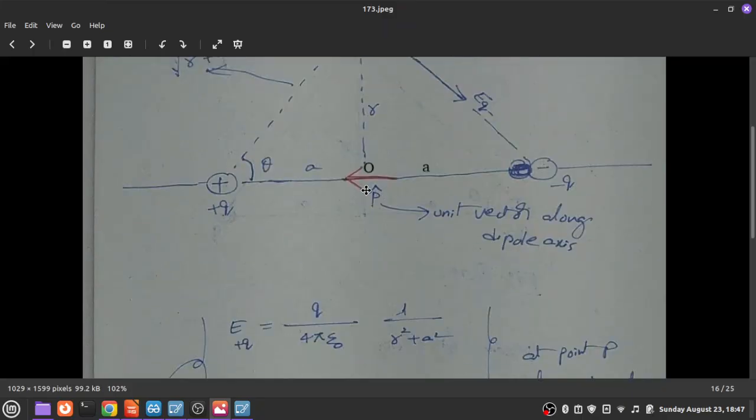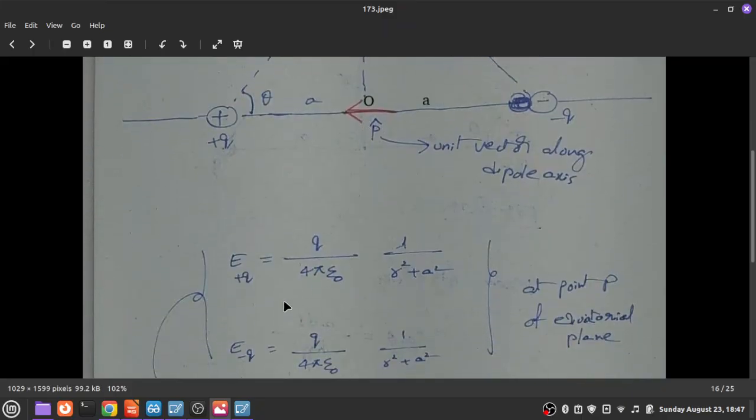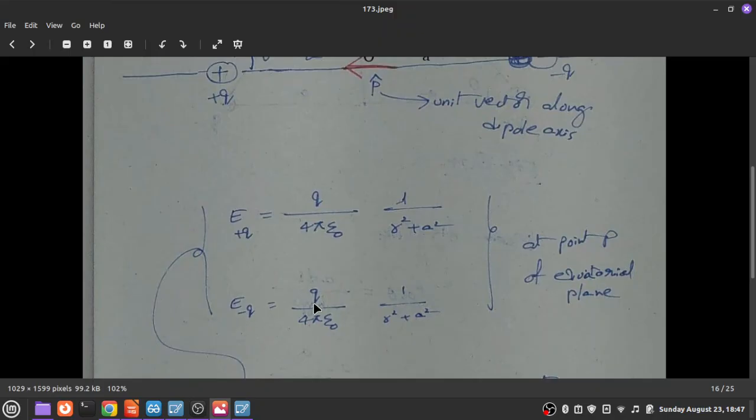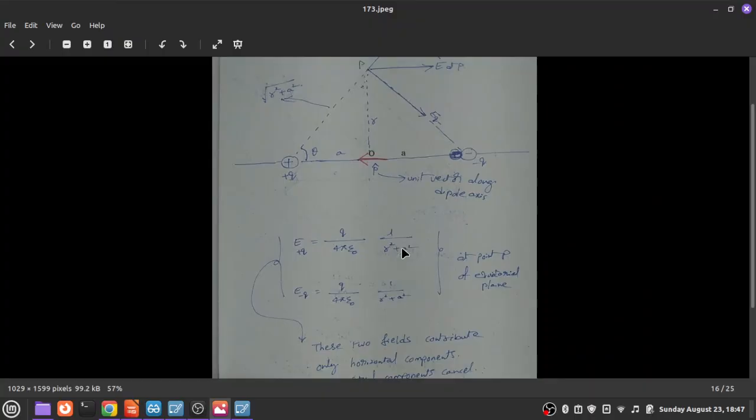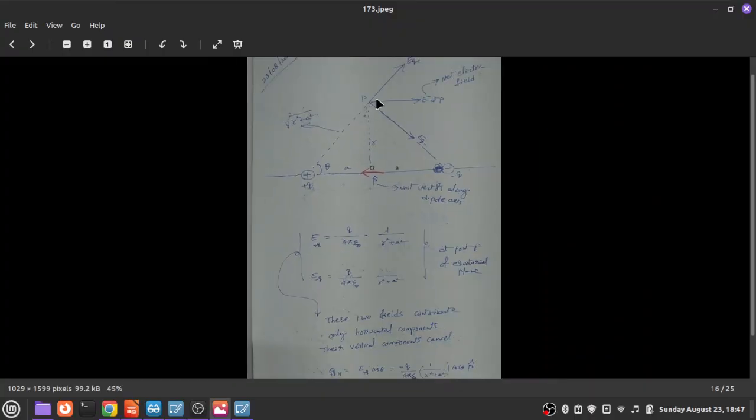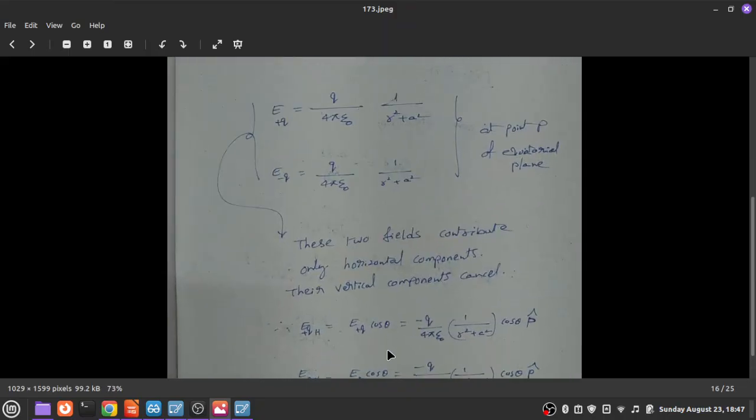Okay. Therefore, by using Coulomb's law, you can easily find that the electric field E_Q plus bar is q by 4 pi epsilon naught, 1 by r square plus a square. E_Q minus is q by 4 pi epsilon naught, 1 by r square plus a square. But remember that these electric field components will not simply add; only the horizontal components are adding, and the vertical components are cancelling. The horizontal components carry cos theta.